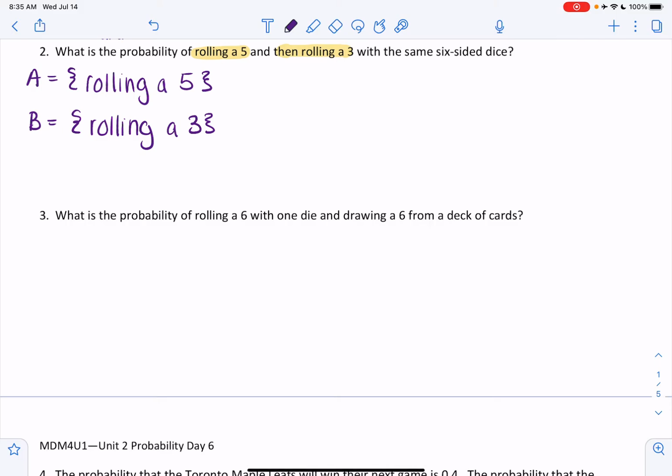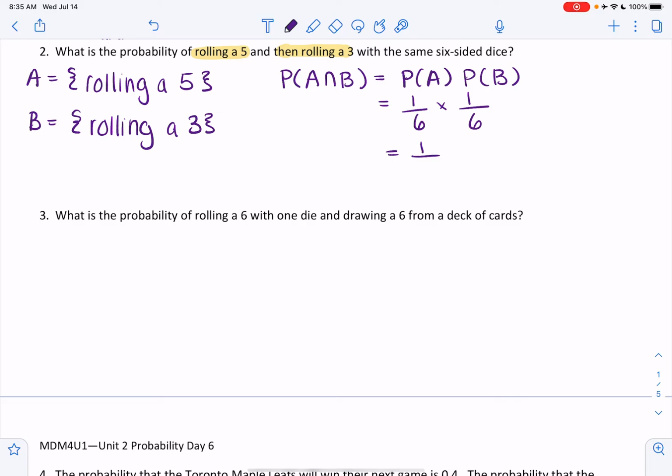Because these are independent events, in order to find the probability of rolling a 5 and rolling a 3, I can multiply my two probabilities. So my probability of rolling a 5, there's 1 5 on a single die out of my 6 possible outcomes. And we can multiply that by the probability of rolling a 3. There's 1 3 out of my 6 possible outcomes. And that gives us a total of 1/36. So that's our first example.